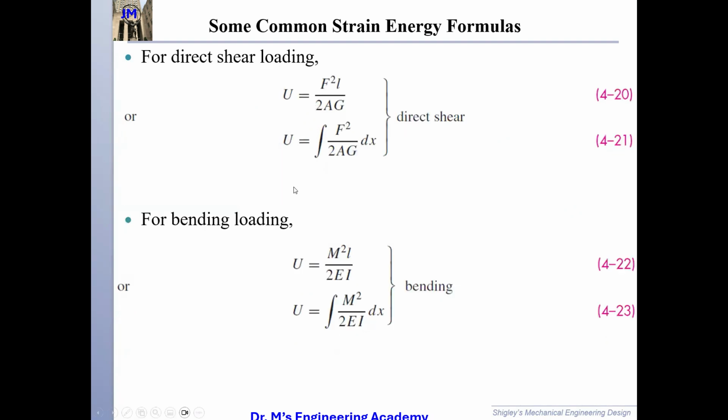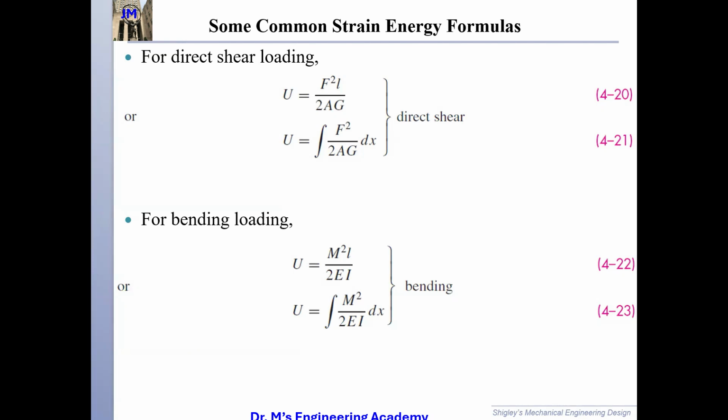Shear loading. So here is the shear loading. This is the direct shear. Okay, shear loading, you can just do it this way. This is shear, and the strain energy is 2AG, with G the shear modulus. If the area is changing also, we use this integration.